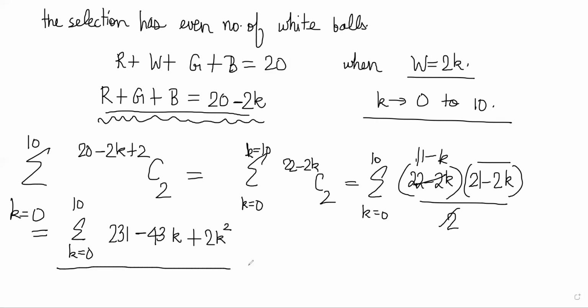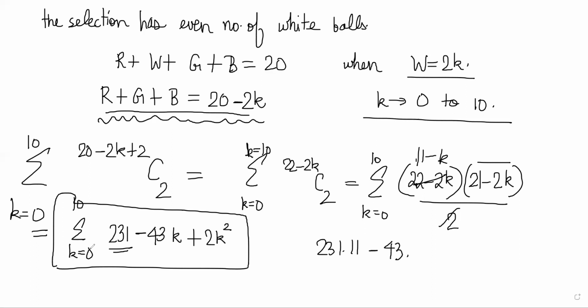So this is a straightforward summation. 231 into k, 0 plus 1 plus, there are how many terms? 11 terms, right? So 11 minus 43 into k goes from 1 to 10. So it is 110 into 11 by 2, right? Plus 2 into k from 1 to 10.